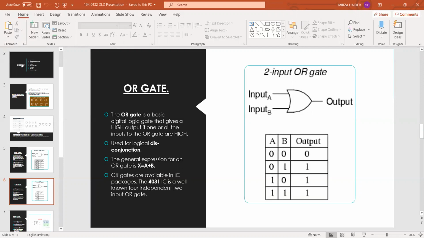OR gates are available in IC packages. The 4071 IC is a well-known quad 2-input OR gate. If we look at the image, we can see the basic representation of an OR gate, and at the bottom we have the truth table of an OR gate. By observing the truth table, we can see that its output will always be high even if only one of the inputs is high, and will only be low if both the inputs are low.